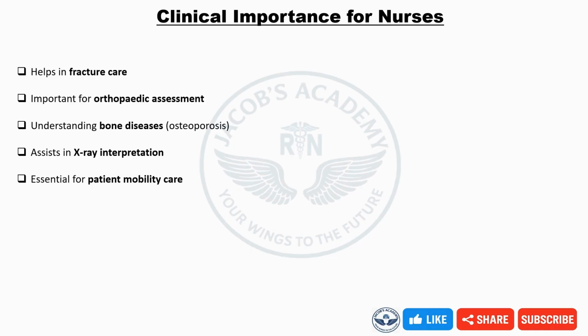So the second point is that it is important for orthopaedic assessment. In orthopaedic wards and emergency units, nurses perform a focused musculoskeletal assessment, including inspection, palpation, range of motion, and neurovascular check. In a neurovascular check, what are the things we are doing? Pain, pallor, pulse, paresthesia, paralysis.